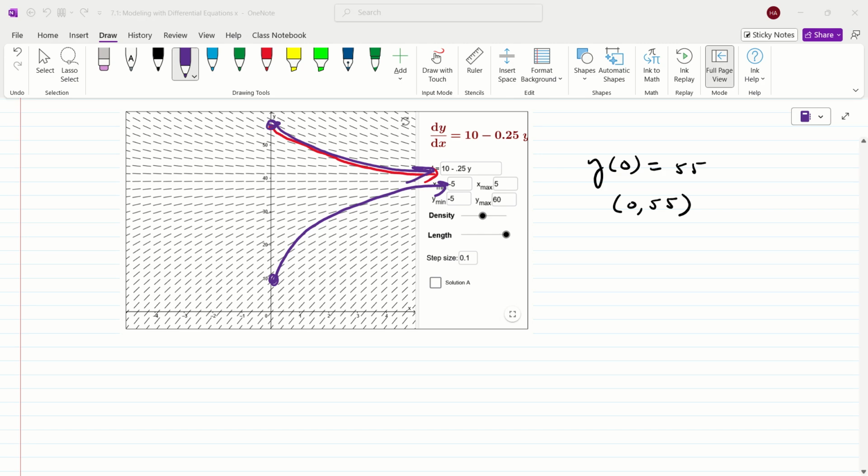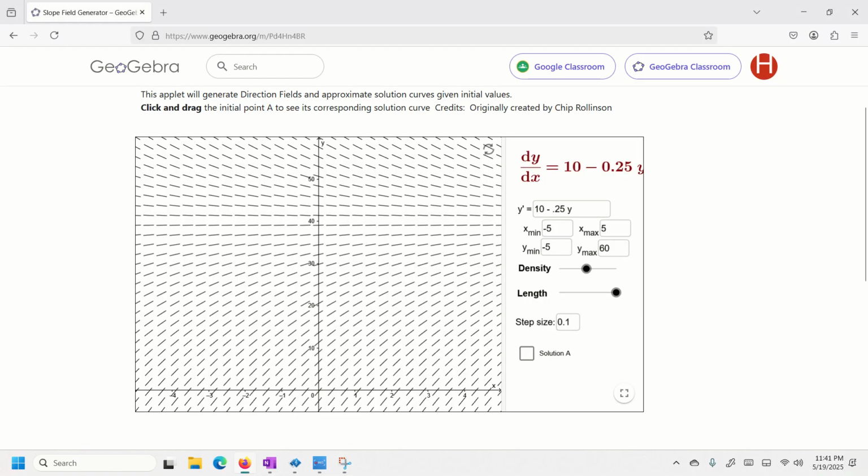If we were to go back to the slope field generator here, there's a little tab here that allows you to visualize what a solution looks like given an initial condition. So this point A, I can move all over this grid. If I move it over to the point (0, 5), that's close enough. This blue graph represents the solution to our differential equation. If I move it up to the point (0, 55), that blue graph represents the solution to the differential equation with that given point.